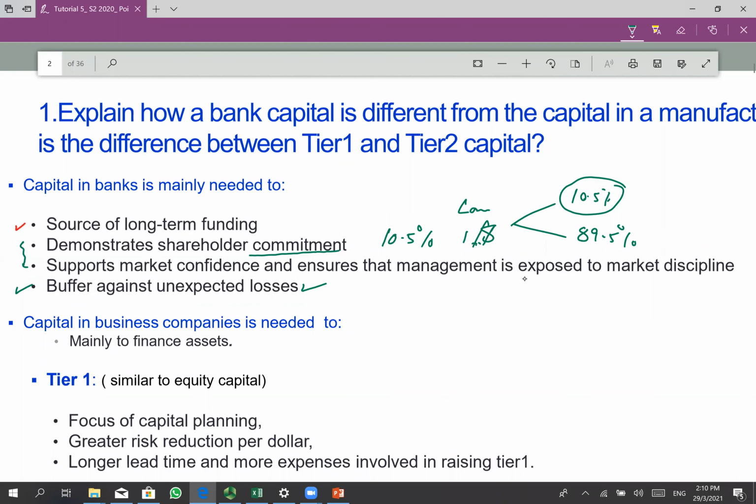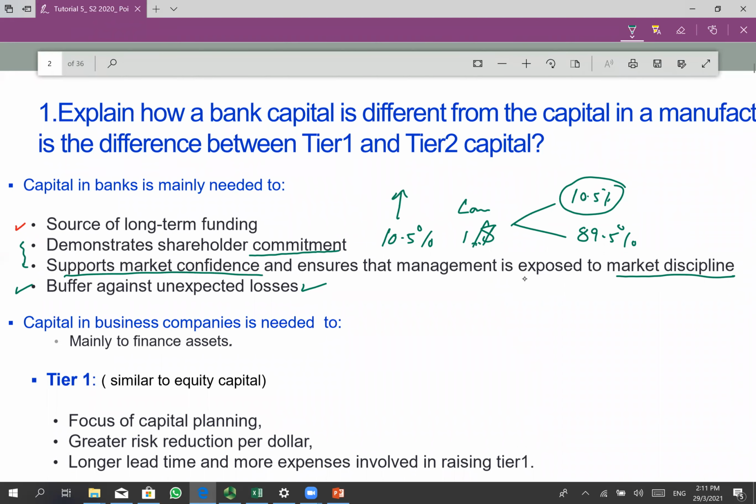This is what we mean, the commitment. So depositors need to see this capital higher, and also creditors. So it shows commitment. The other thing, it supports market confidence because banks are strong and well capitalized. And when they are less capitalized, there will be market discipline, which means they can be penalized. So capital is there to also discipline the management.